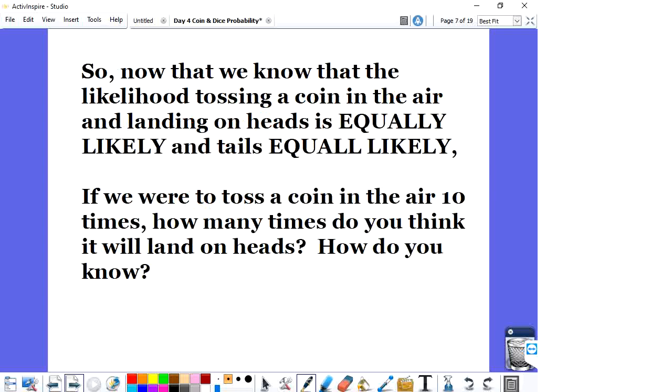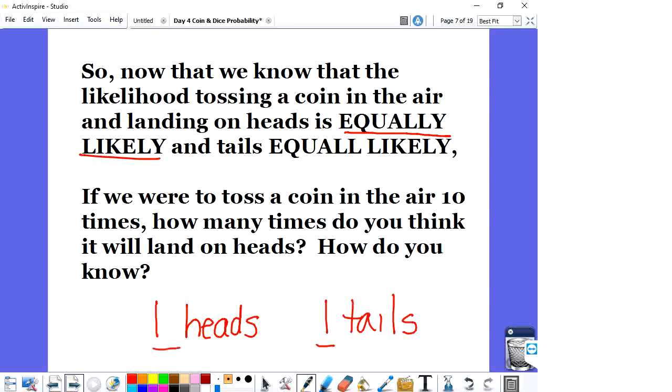Well, let's take a look. So now we know that the likelihood of tossing the coin in the air and landing on heads is equally likely because there's 1 heads on the coin and 1 tails on the coin. There's 1 of each side. And tails is equally likely.